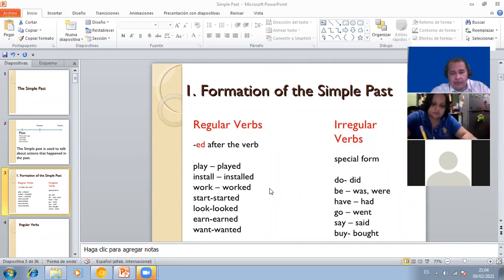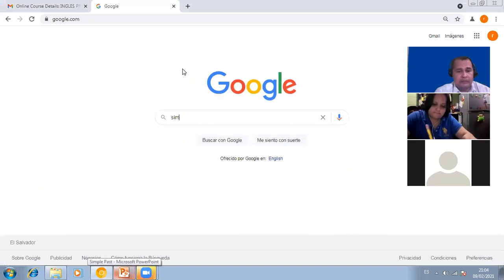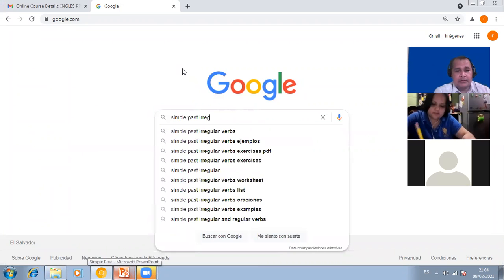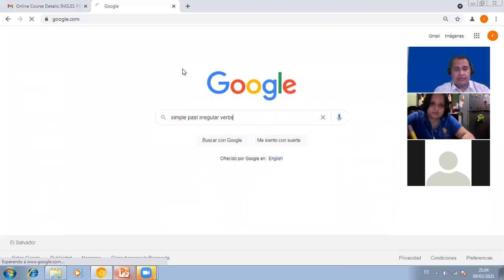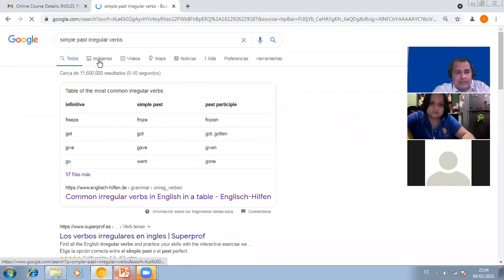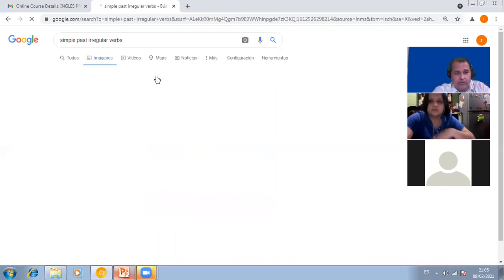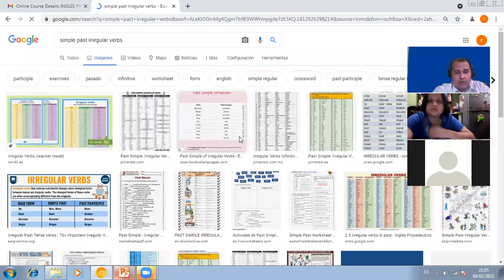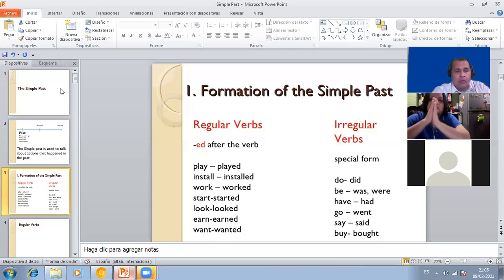And for the irregular verbs, they are totally different, because the verb changes completely. For example, pay attention to the case of go. What is the simple past for go? Simple past for go is went. Went, yes. What is the simple past for the verb do? The simple past is did. Okay? And then we have, for example, buy, verbo comprar. The simple past is bought.